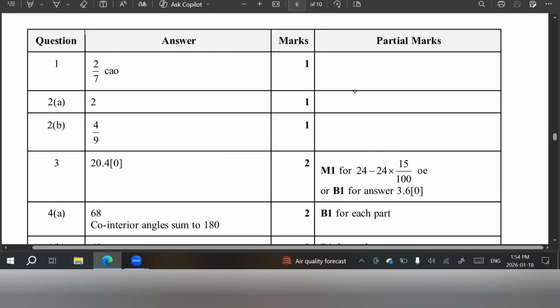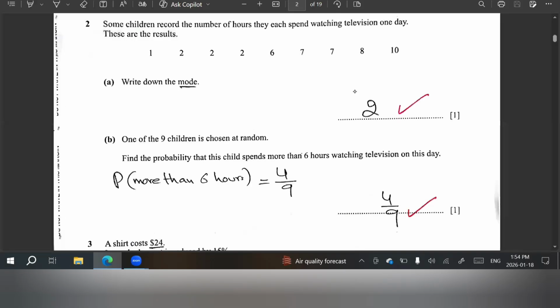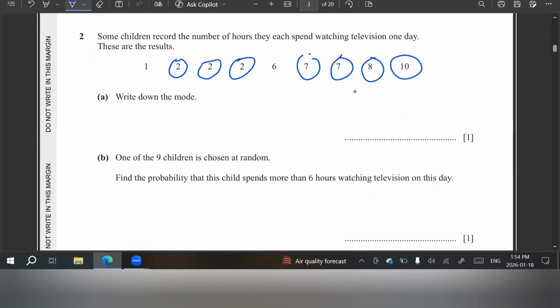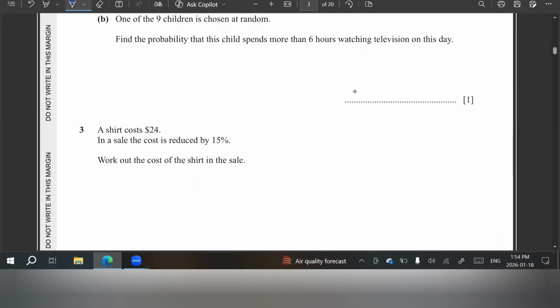Let me show you from here. Question number 2, B part, the answer is 4 by 9. And this is how I have written that answer. So this is how you will do question number 2. Okay, let's go to the next question.